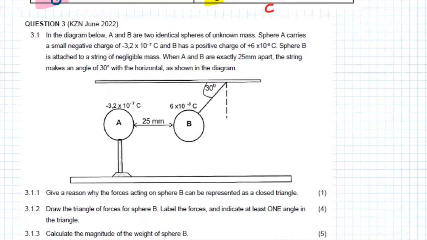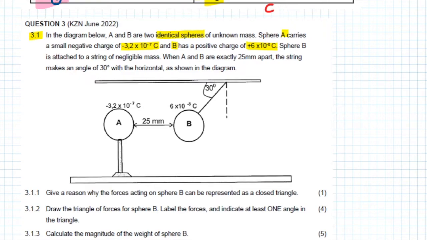constants. We can now take a look at question 3, which says 3.1. In the diagram below, A and B are two identical spheres of unknown mass. Sphere A carries a small charge of negative 3,2 times 10 to the negative 7 coulomb, and B has a positive charge of positive 6 times 10 to the negative 8 coulomb. Sphere B is attached to a string of negligible mass.